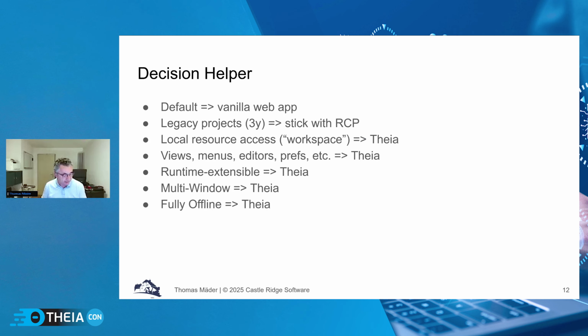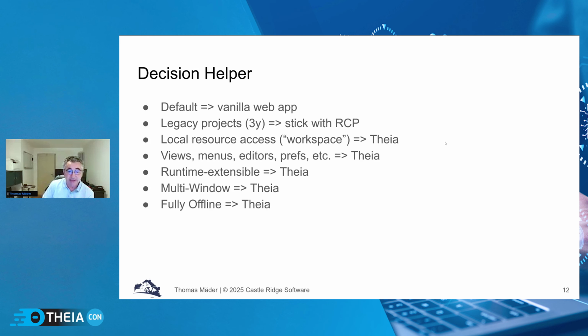So decision time. The default should be that you go with a vanilla web app because it's the simplest model. You can easily staff your project with that. If you have a legacy project, let's say like 3 years, I would just stick with RCP and muddle through until you can retire the product.